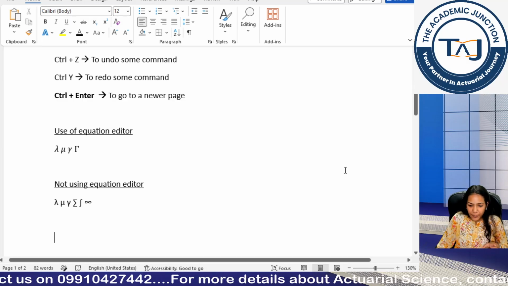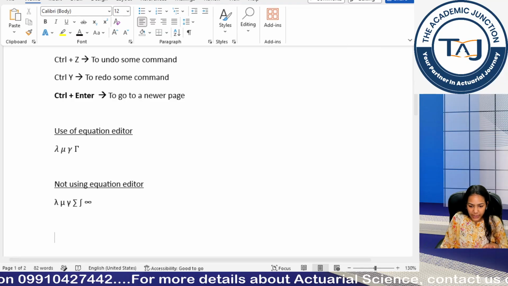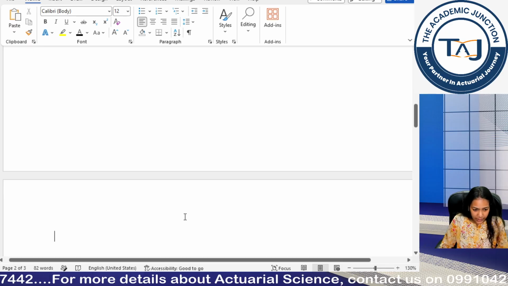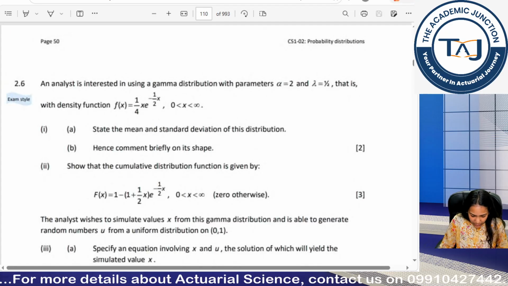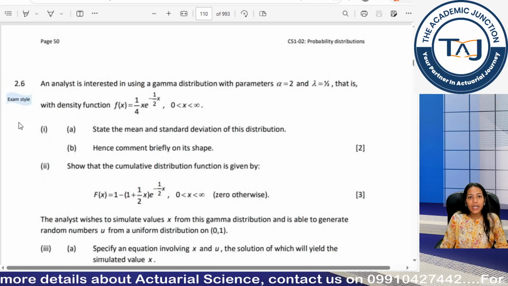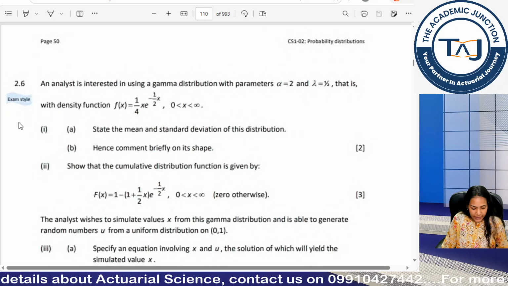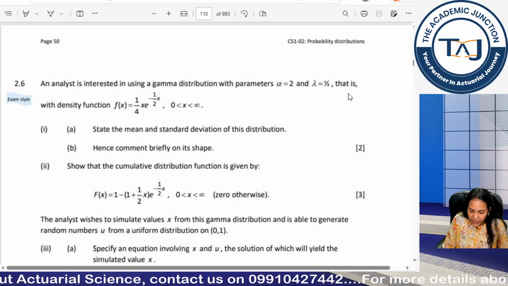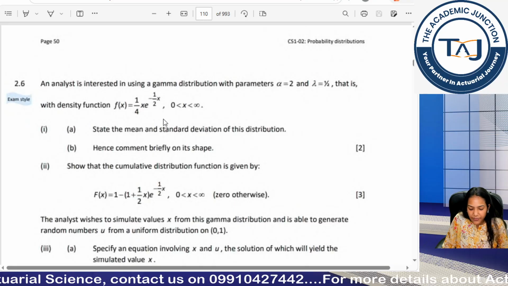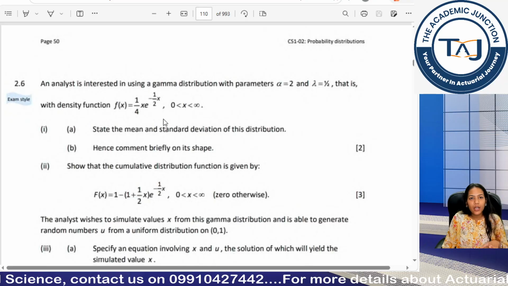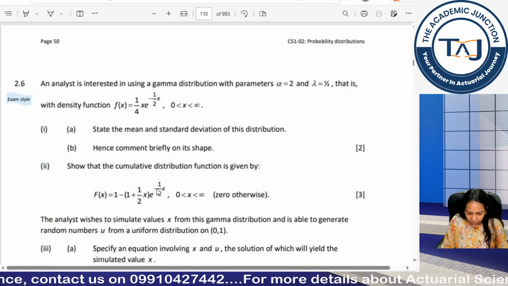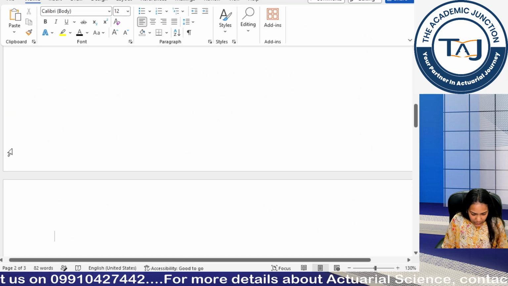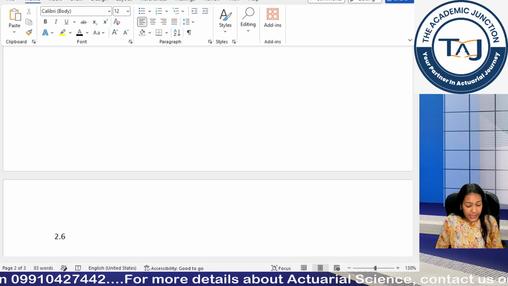Firstly, we would be covering chapter 2, that is probability distribution. Cool. So let us first press Control Enter for a new page, and then look at the question. Firstly, we would be starting with question 2.6. Let's read it out. An analyst is interested in using a gamma distribution with these parameters and this density function. So firstly, we would note down what we are being given. We would note down the parameters and then the distribution function. Cool. So we are doing question 2.6.